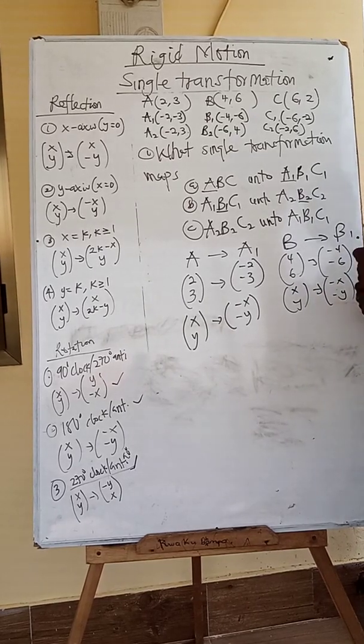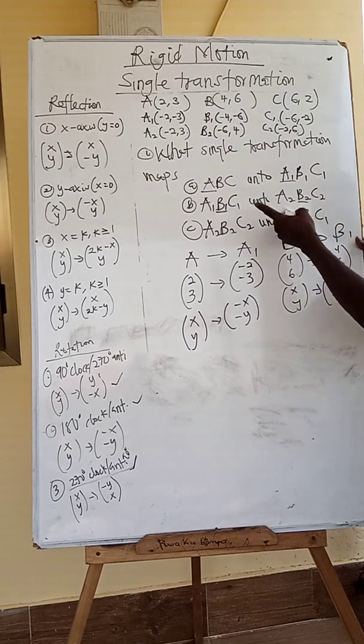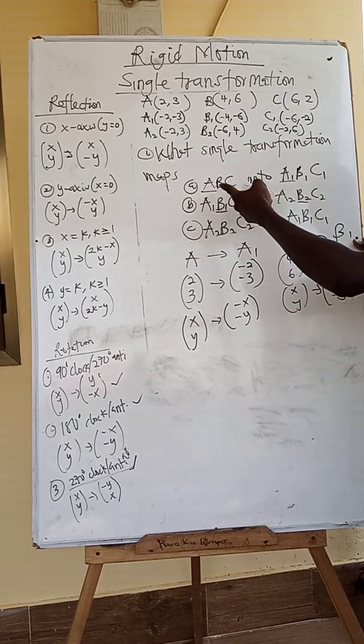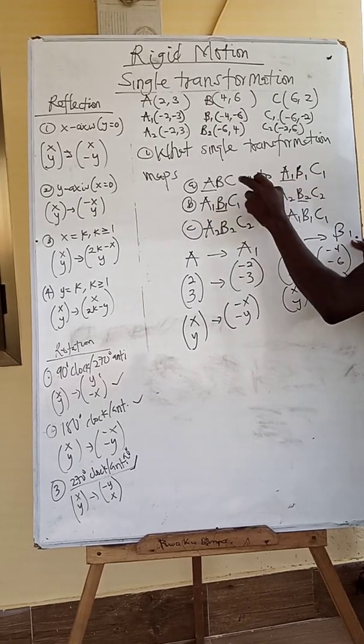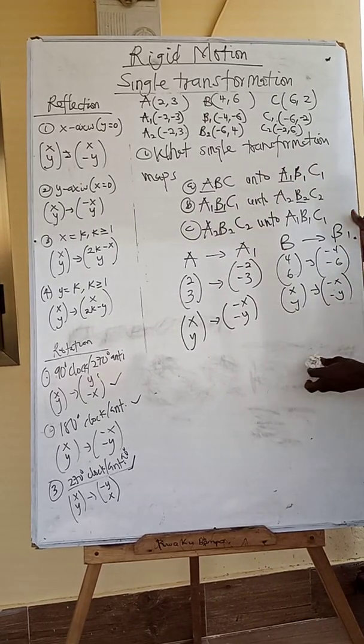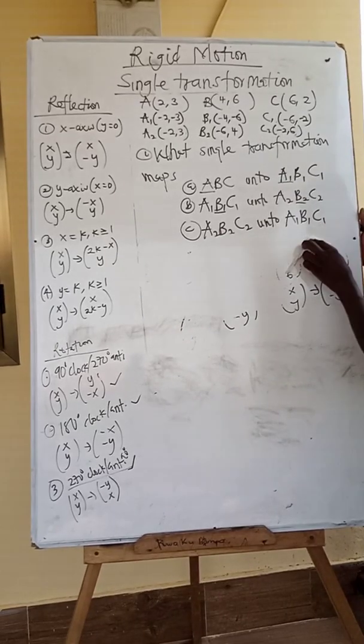It doesn't mean all the questions A, B, C will give you the same answer. Never. It's just that you can decide to take A onto A1, B onto B1, C onto C1, and all of them will give you the same answer. Now let's try our B.